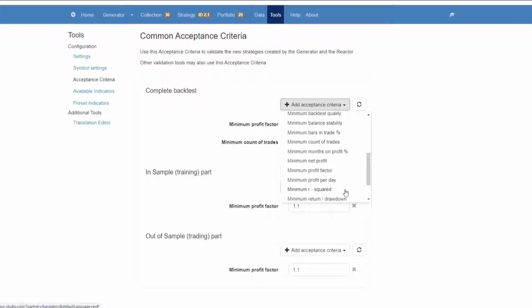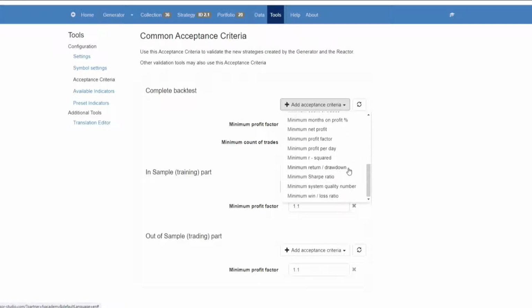So if you have minimum R squared of 100, it means that you have a perfectly diagonal line. And you would set what the minimum R squared would be in order to have an equity line looking the way you want it to look. Then we have minimum return or drawdown, and this is where you would select the profit drawdown ratio. Then we have minimum Sharpe ratio, and this is where you set the minimum value of the Sharpe ratio. Minimum system quality number. This is the strategy's system quality number. And finally, the minimum win-loss ratio. And this is another important option to add to check what your win-loss ratio on the strategy would be.